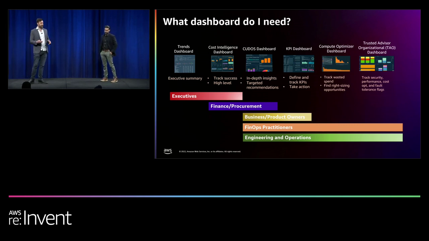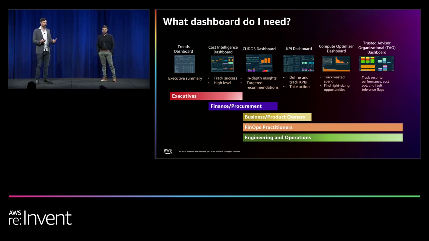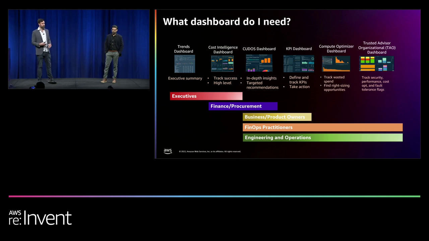And the six dashboards spread across these personas are our way of giving something to Amy, and giving something to the head of engineering, and giving something to Amy's boss, and giving something to the CEO all at the same time. So the executives are going to be really interested in the Cloud Intelligence Dashboard, the Cost Intelligence Dashboard, and Trends, right? These are high-level summaries.